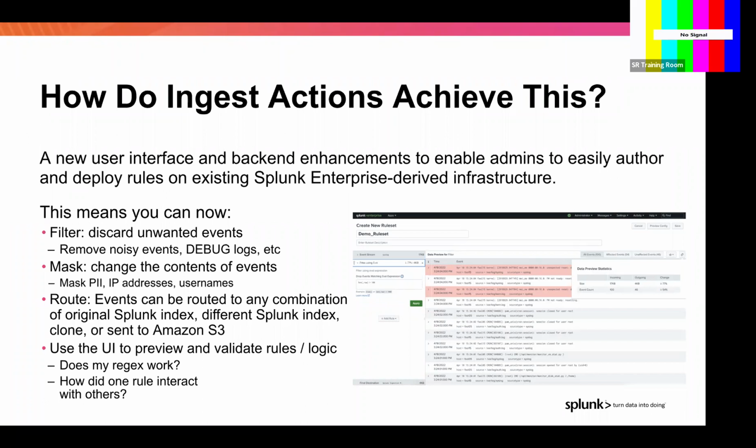So we can also do what we call masking, where you change the content of the event. Say you want to remove PII, keys, mask usernames or IP addresses. You can do both of those two without a UI before. Again, you had to do everything manually. There's a UI for it now. And the net new thing is that you can do routing of events.